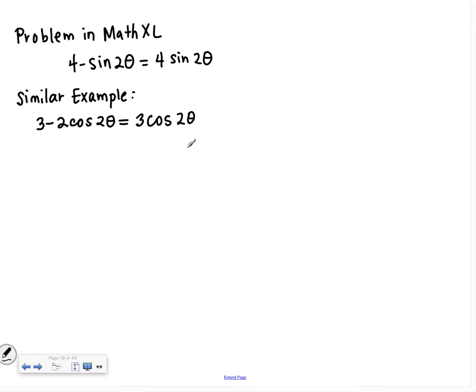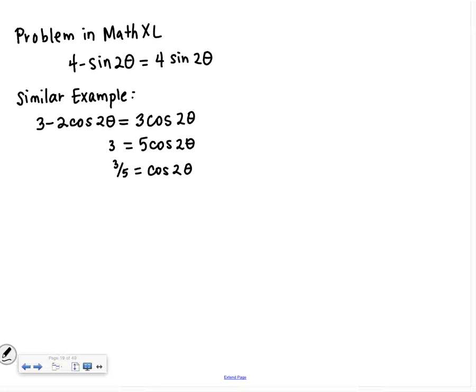So my similar example is going to be 3 minus 2 cosine of 2 theta equals 3 cosine of 2 theta. We should get all of the cosines on one side, so I'm going to add the 2 cosine of 2 theta over. When I do that, I get 5 cosine of 2 theta, and I still have my 3. When I divide by 5, I have 3/5 equals cosine of 2 theta.